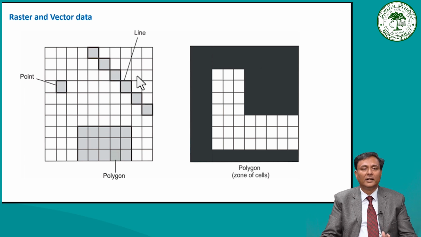So this is how point, line and area, all of them, are depicted in one grid cell, in one raster data format, representing the grids, representing the cells in the form of point, line and polygon.